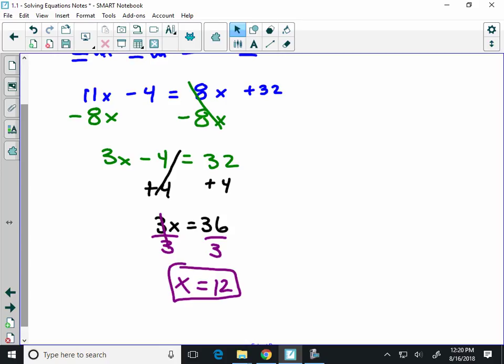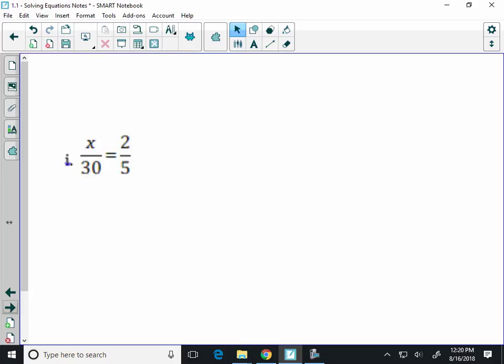Questions? Alright, if we take a look at I, this one's a little bit different. So you have a fraction equaling a fraction. Alright, this is what we call a proportion. We'll deal with these later down the road and apply them to geometry concepts, but it's always good to review how to solve this. Does anyone remember how you solve this?